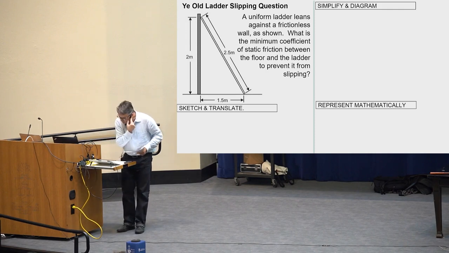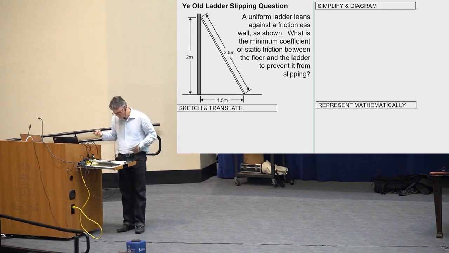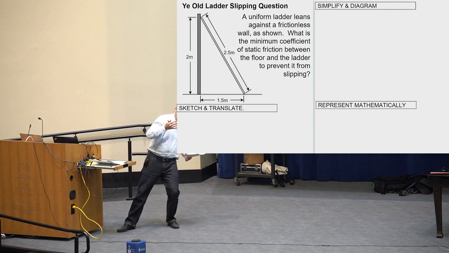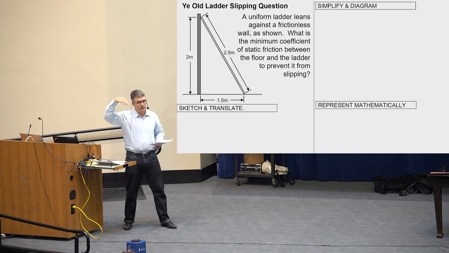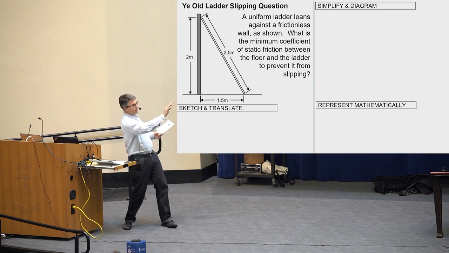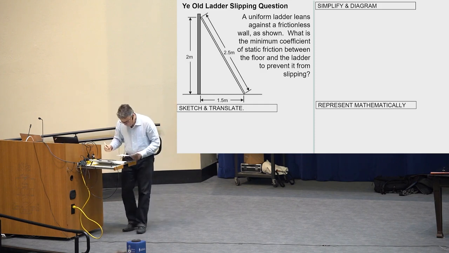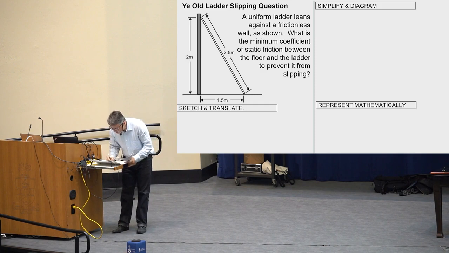A uniform ladder leans against a frictionless wall as shown. So it's a frictionless wall, but it's a friction-y floor. Because if it was a frictionless floor, I think the whole thing would slip out to the right. So how does that work? Well, what is the minimum coefficient of static friction between the floor and the ladder to prevent it from slipping? So, I'm going to try to find, let's use blue, I guess, mu sub s is question mark. That's what we're looking for.